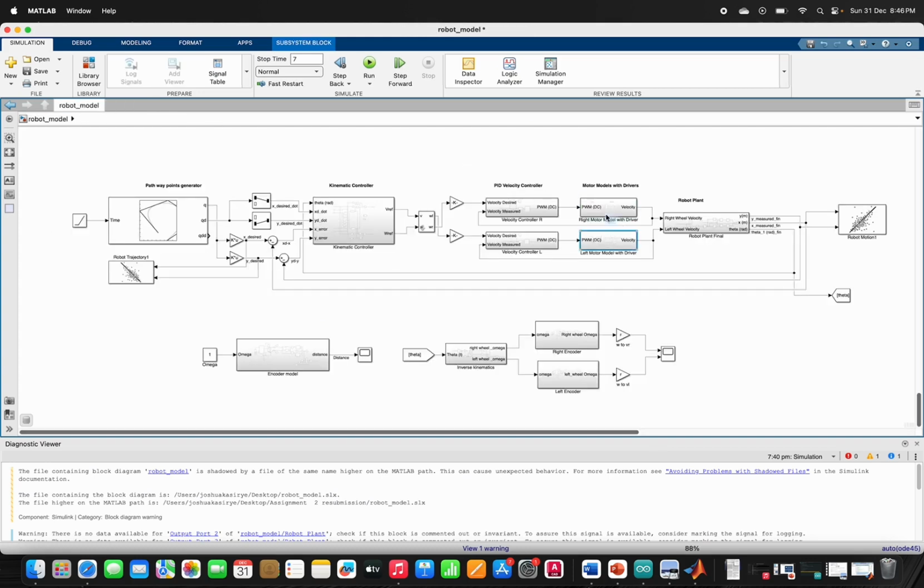We have two motors, the right wheel and the left wheel motors, that provide this velocity into the robotic plant. At the same time, we have to control the velocity that the motor gives out. How? By getting this velocity and feeding it back into the PID velocity controller so it can control the exact velocity that is required to move the robot to the desired coordinates x and y and theta. We have two velocity controllers for both the right and left DC motors.